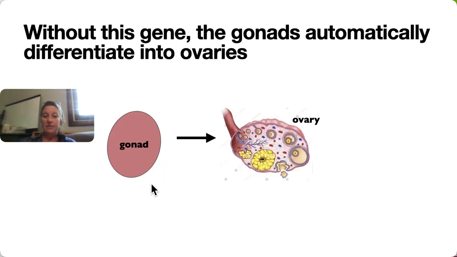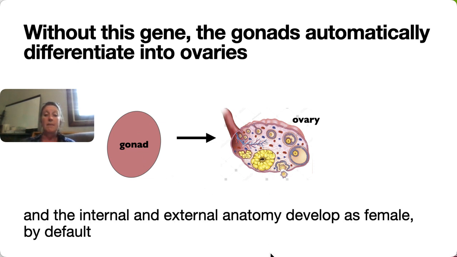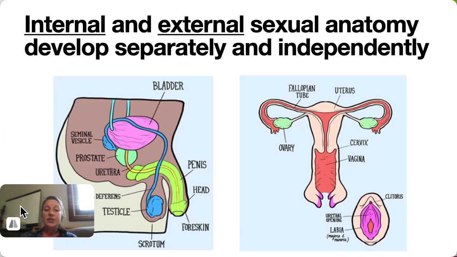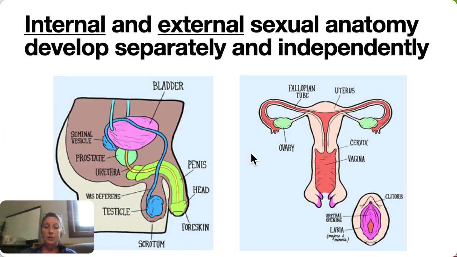Without this gene, the gonads automatically differentiate into ovaries. That's their default path. So if the SRY gene isn't there, or it's there and it doesn't do its job, then the gonads are automatically programmed to become ovaries. Now, our internal and our external sexual anatomy develop separately and independently, which is why they don't always match.